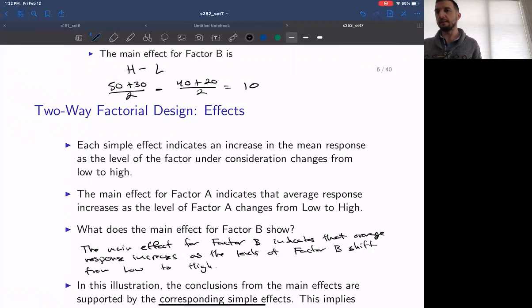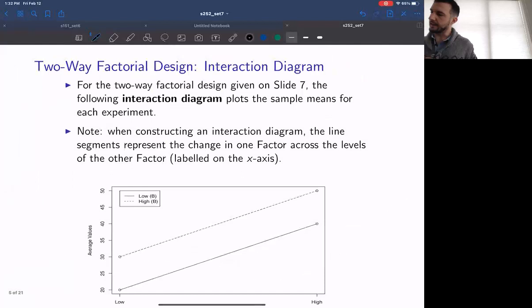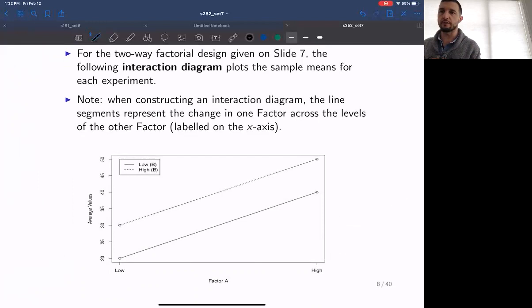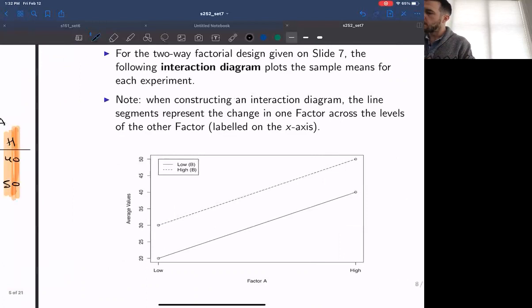Now these conclusions can also be represented through what is called an interaction diagram. An interaction diagram is basically just a plot, like a scatter plot, that shows the mean values and how they have changed across the levels of the variable, right? So for example, this is the interaction diagram for the simple illustration that we are studying to define the simple and the main effects.